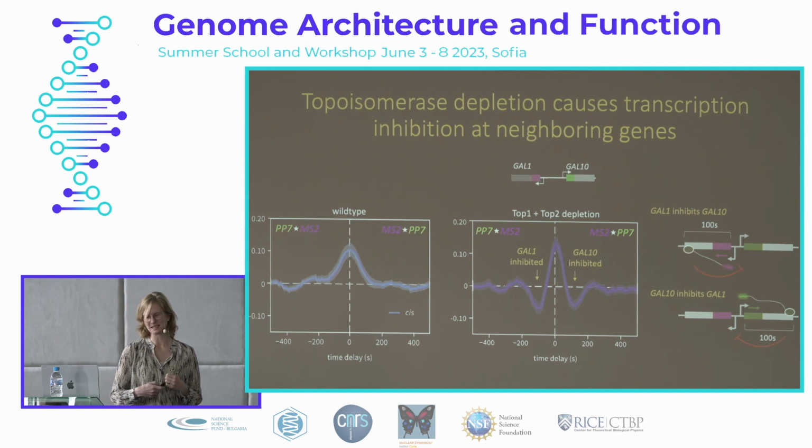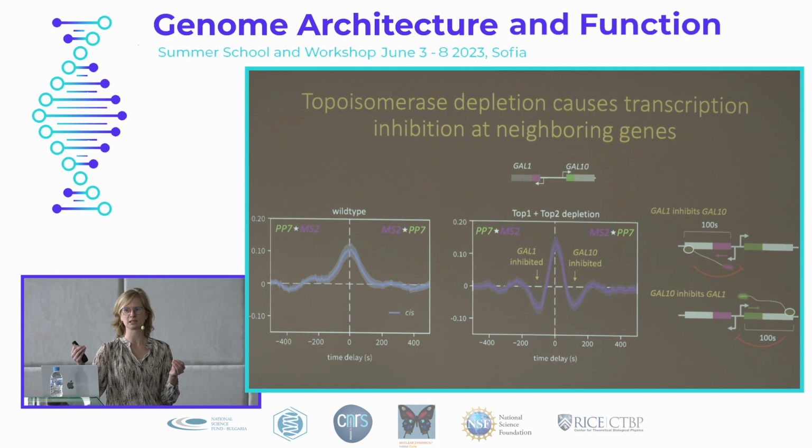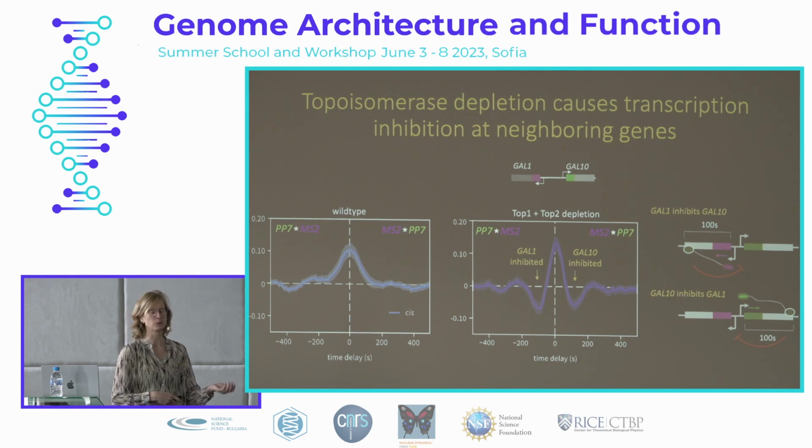So what this means is that whenever one of these genes transcribes, let's say GAL1, it takes roughly 100 seconds to transcribe this gene. It generates so many supercoils at this moment that it starts to inhibit subsequent transcription of the neighboring GAL10 gene. And the reverse is also true. When GAL10 transcribes, then 100 seconds later, GAL1 is being inhibited. So topoisomerase depletion causes inhibition of transcription at neighboring genes.